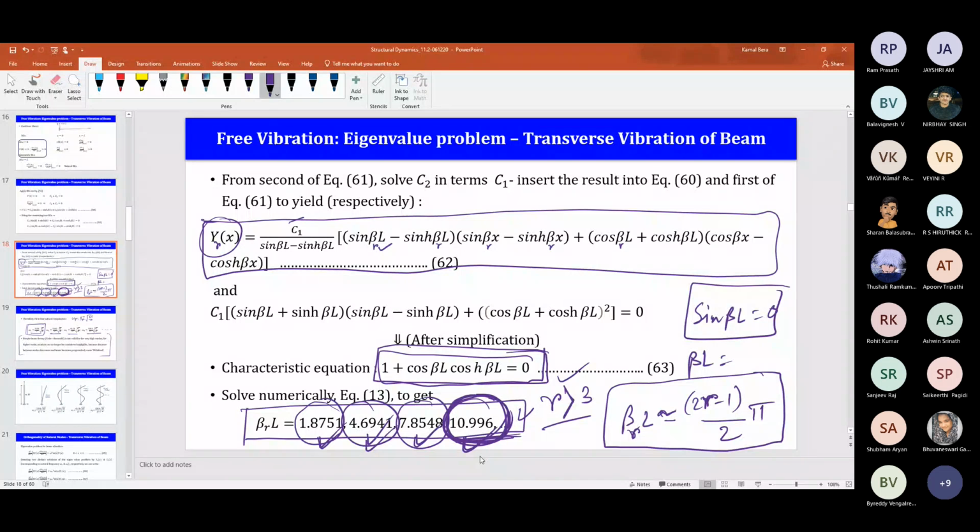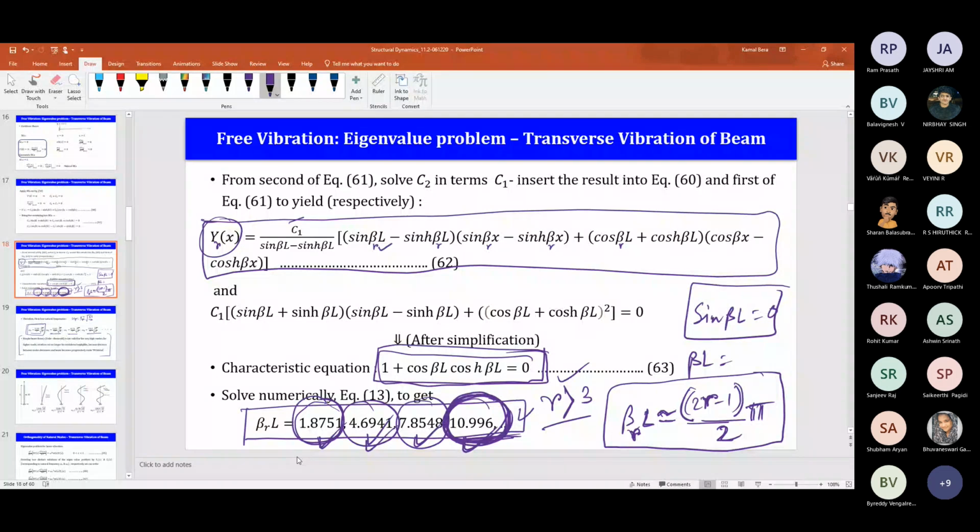But you try for r equal to 1. Put r equal to 1. Are you getting 1.8751? There should be a substantial difference. It's coming around 1.5, sir. 1.5. You see there is a difference, right, as opposed to this one. He told 10.995 or something, but here 1.5. So a lot of difference.